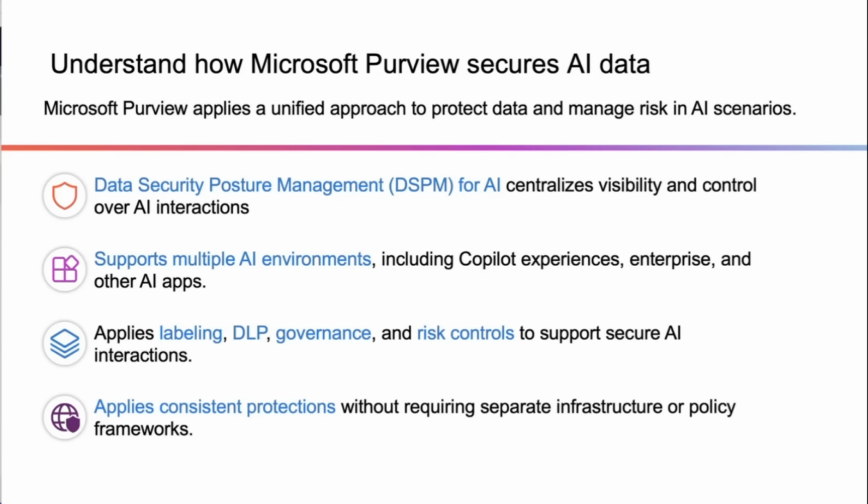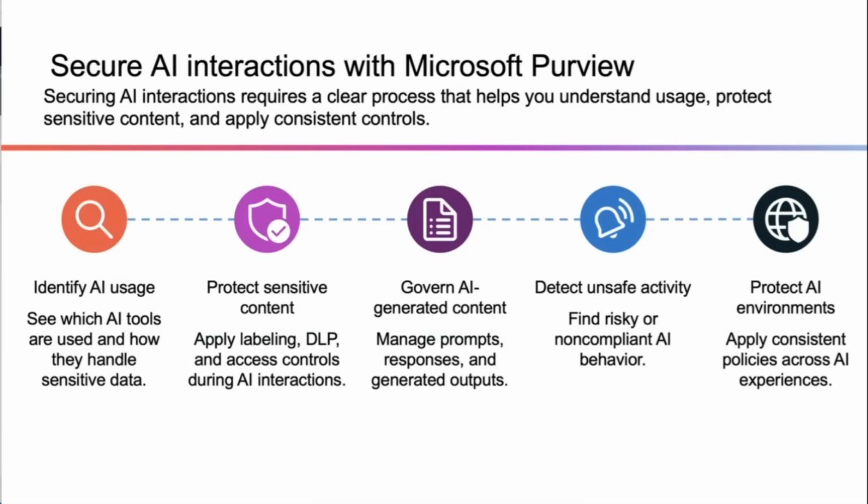And of course, as I mentioned before, all of this is consistent across the organization. We don't need to change the way we do things. We don't need specific tools just for AI. We're leveraging what we already have. And of course, this is just how we would go through and secure.